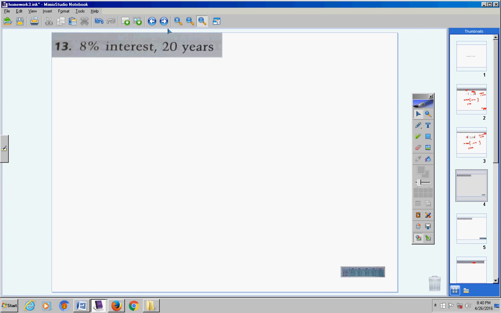Alright, numbers 13 and 15. The directions say to find the total interest. Now, I have told you in the past, if you're going to find the total interest, you must first find the monthly payment. We did that in your notes.